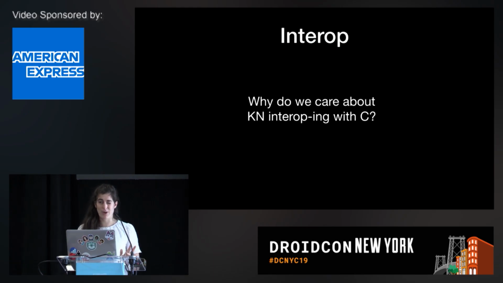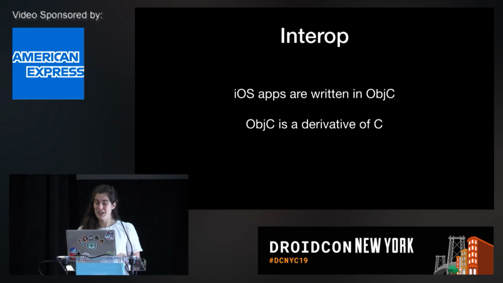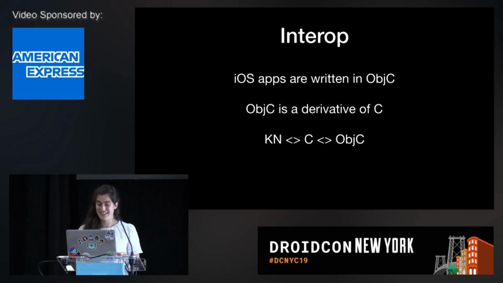Which brings up the question of why do we care about Kotlin interoping with anything that is C or C derivative? Well, iOS apps are written in Objective-C. Objective-C is a derivative of C, and ergo, this is where the magic happens. Now we can do our cross-platform work.